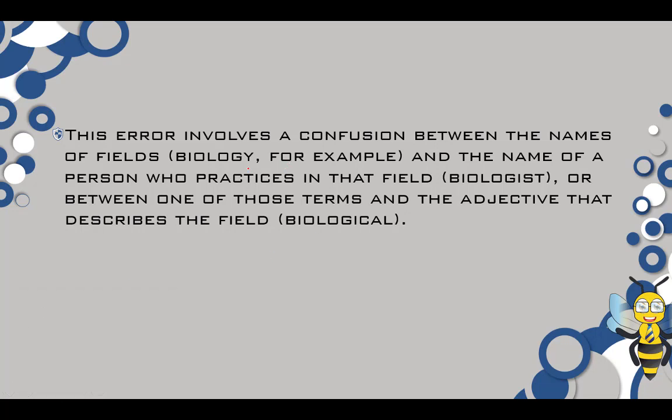These types of mistakes that you will find on the TOEFL exam, that you have to spot, are going to be, for example, between names of fields like biology and the name of the person who practices that field, for example, biologist. Or even between some terms or adjectives that describe the field, for example, biological. So in the TOEFL exam, remember that in this section, you have to find the mistake in the sentence, which word is used incorrectly.